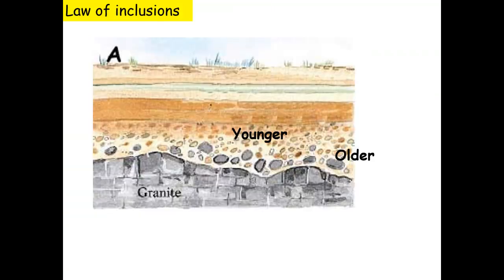The law of inclusions is another one of Steno's laws, and it simply says that when one kind of rock is included in another, it must be older than the thing that's including it. For example, here we have pieces of granite which are included in this conglomerate layer above the granite. Since the conglomerate layer includes pieces of the granite, the granite has to predate the conglomerate. So the granite must be older than the conglomerate layer.